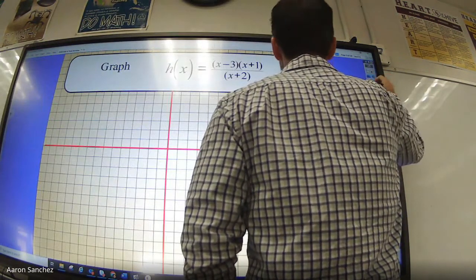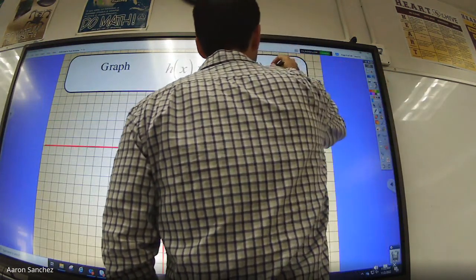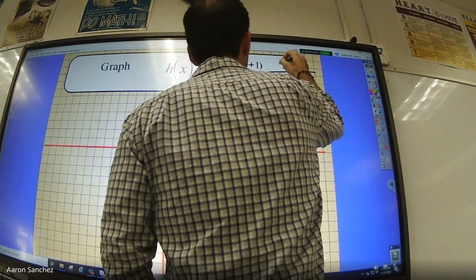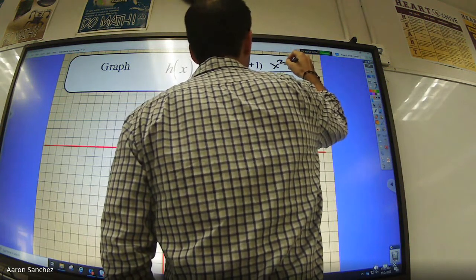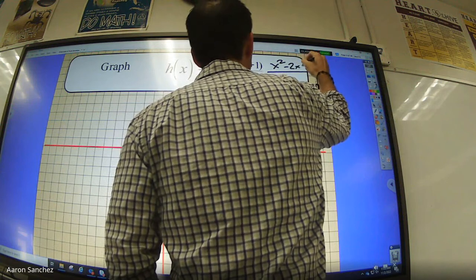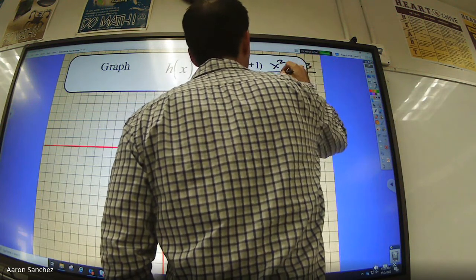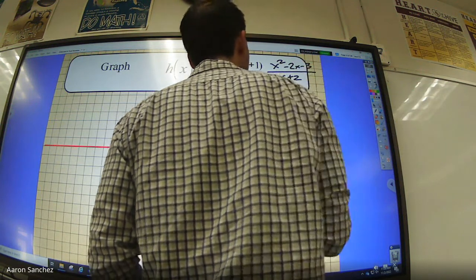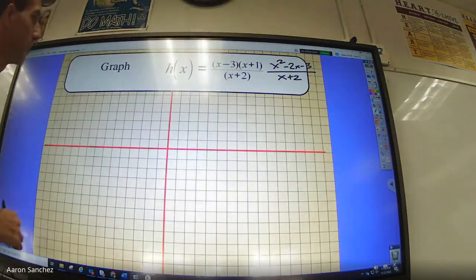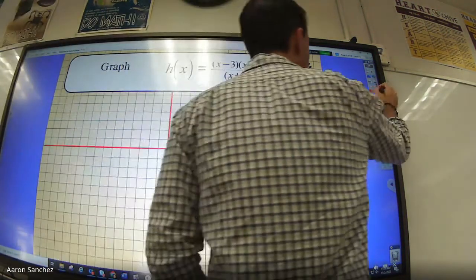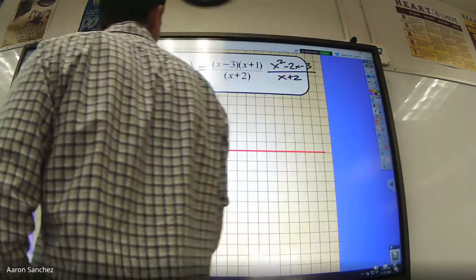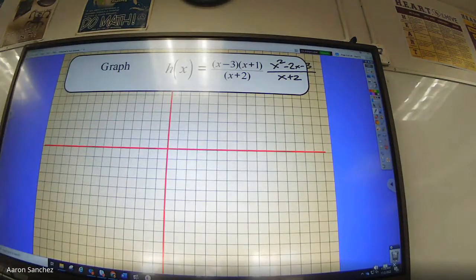Yeah, so you can do the synthetic division. I'm going to write it out: x squared minus 2x minus 3 over x plus 2. You can use that for your synthetic division. I know you guys know all this, so I'm going to do all the zeros and the asymptotes while you guys are doing it too. My zeros are 3 and negative 1.